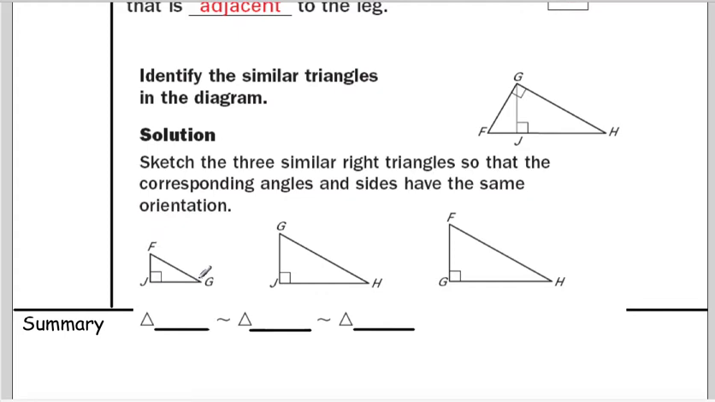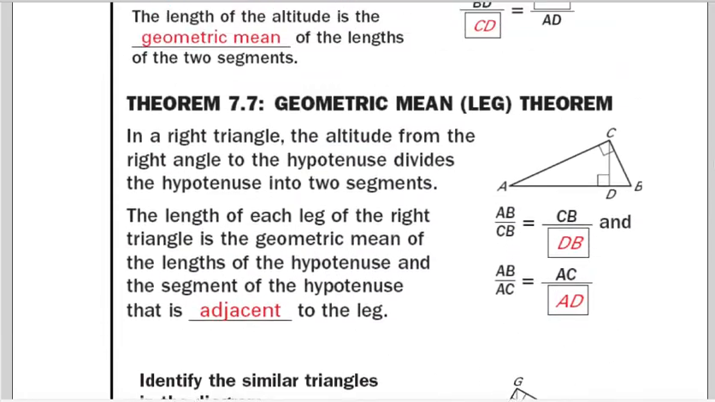So I'm going to say FJG for the small one there. And then GJH for the medium one. And then FGH for the large one. So that's just naming them. When you're given this picture, you could name three similar triangles.